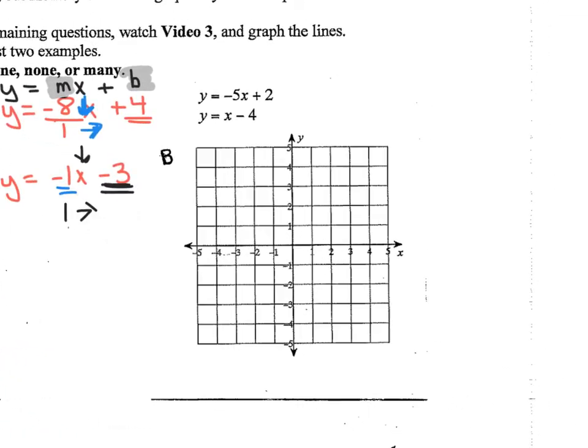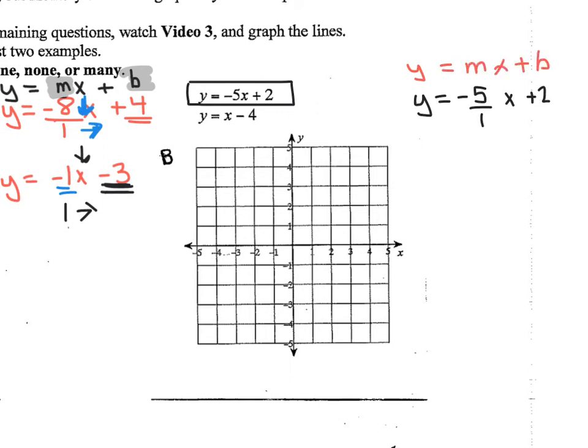For letter B, we again are checking to find the solution to the system of equations. I'm going to write the lines on the side so that you guys can see this a little bit easier. I'm graphing the first line, and I'm going to go ahead and write my slope as negative 5 over 1 x plus 2. At the top, I'll write my slope-intercept form, y equals mx plus b, just so that I can keep straight what is b and what is m.